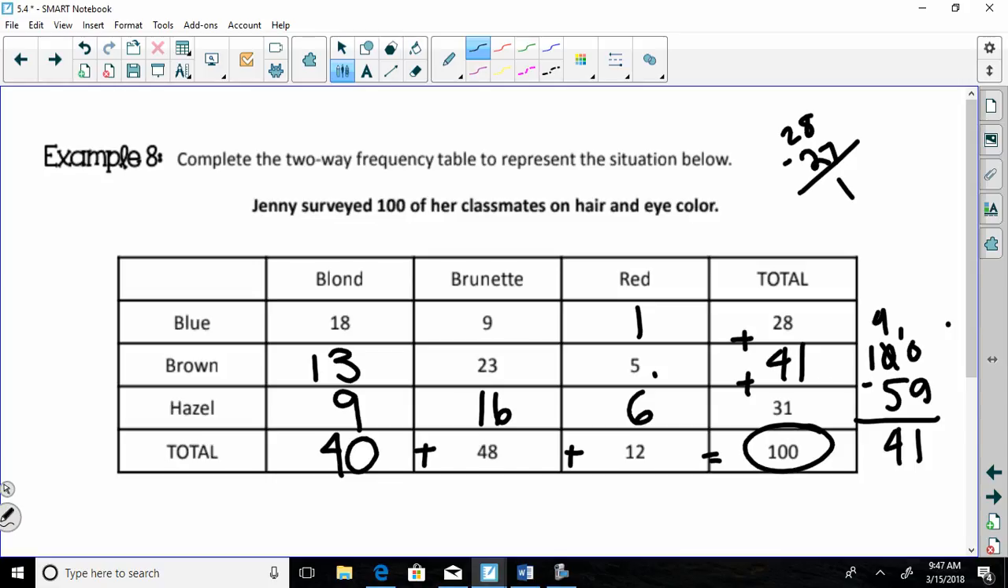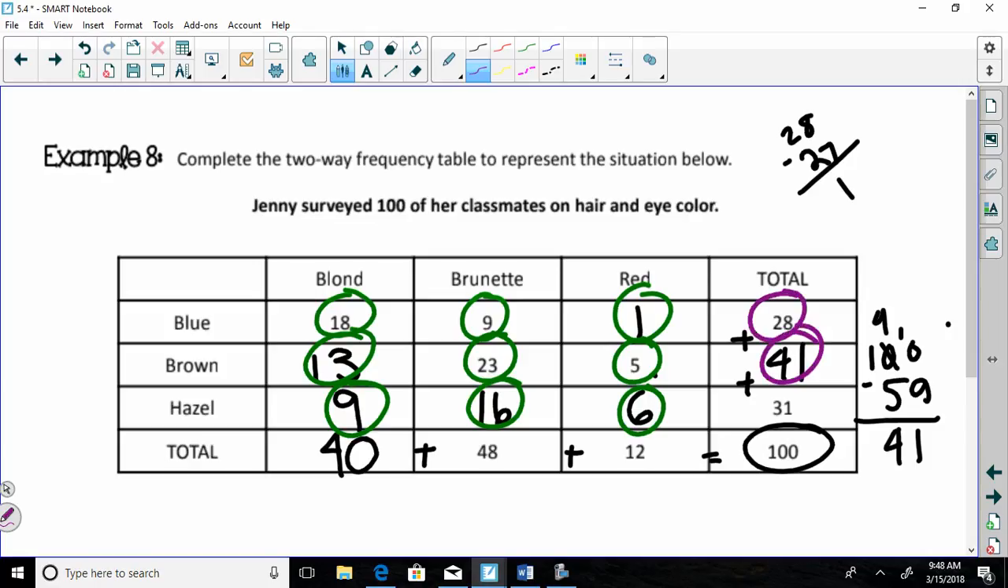So which numbers are considered your joint frequencies? 18. Beautiful. All the numbers of the hair color and the eye color. What's considered your marginal frequencies? Good. And put that total. So all the margins of your data, it's like that. That's not considered marginal.